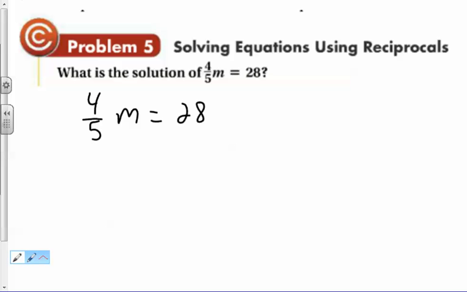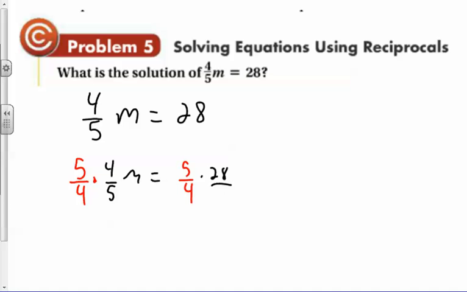So what is the reciprocal of 4/5? That's right, it's 5 over 4. So multiply both sides of this equation by 5 over 4. Okay, I'm going to put 28 over 1. This gives me 20 over 20 m, which is mumbo jumbo. And then this gets me, I can do this.